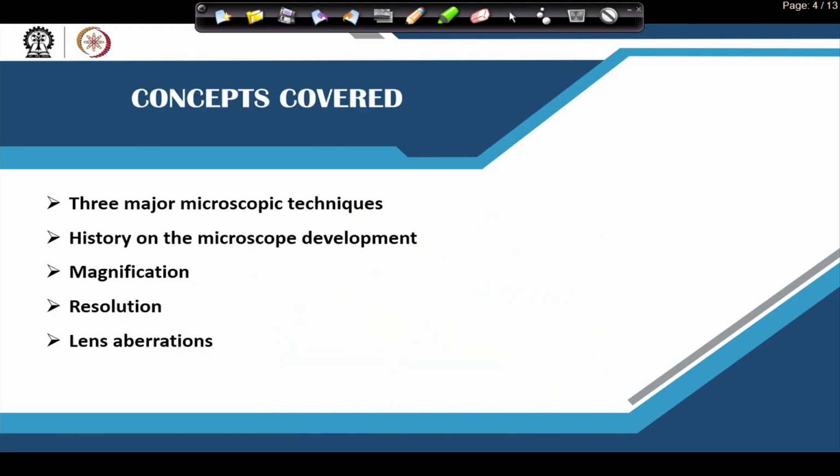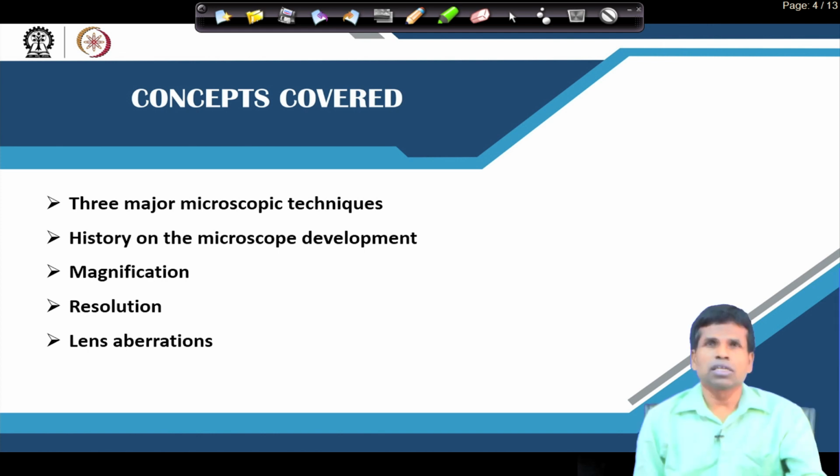Today, I will mention three major microscopic techniques that will be covered in this course and the brief history on microscope development, magnification, the resolution of microscope and the lens aberration that play spoilsport to deteriorate the resolution. These are the topics we will discuss today.